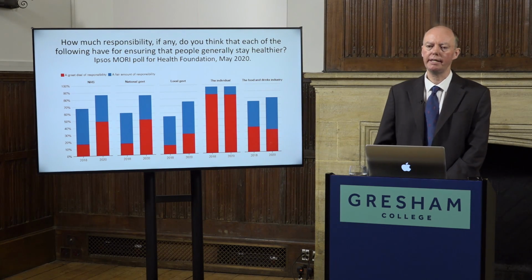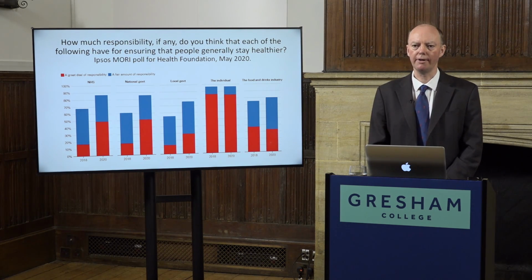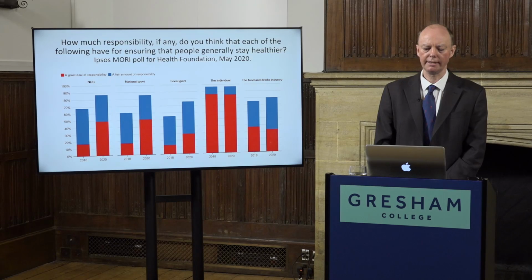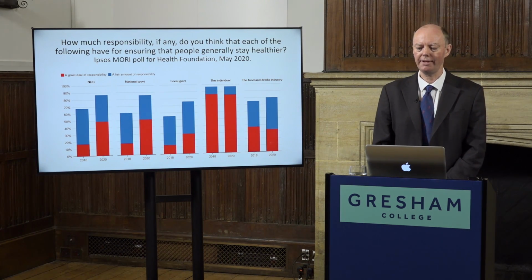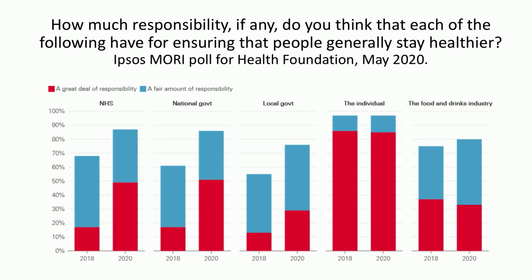And interestingly, this has possibly, and maybe temporarily, changed the views of citizens about where they feel the balance of responsibility sits between the state, health practitioners, local government, which is another part of the state, and the individual. So here are two polls done by Ipsos Mori, one in 2018, one in 2020, and both of them show that overwhelmingly people feel that the predominant responsibility for maintaining health is the individual, certainly the individual adult.